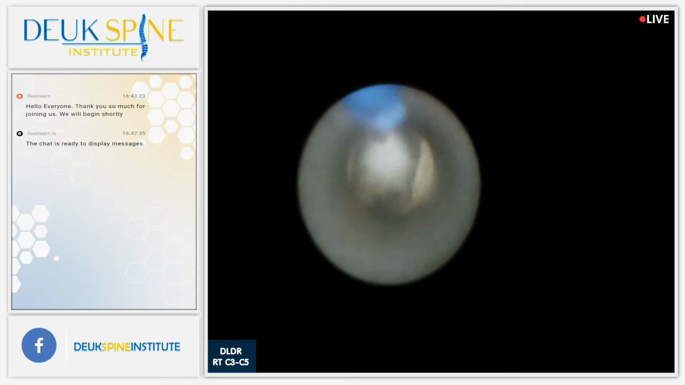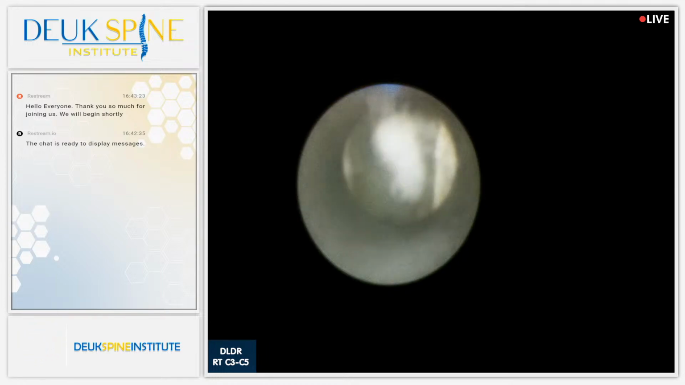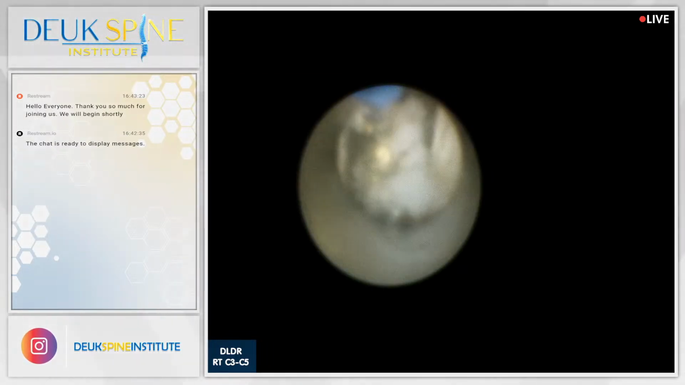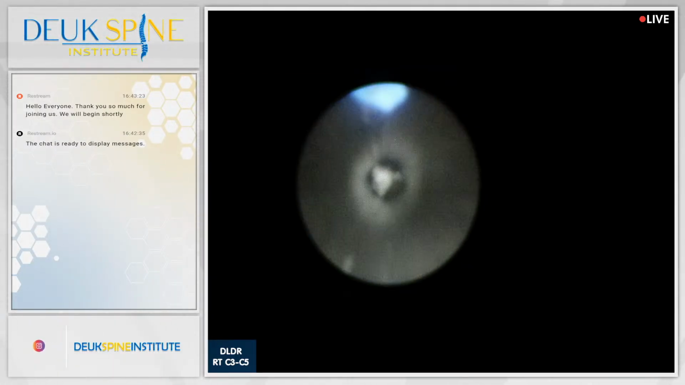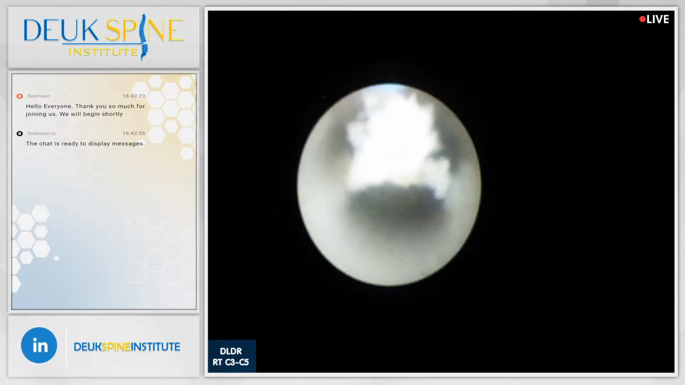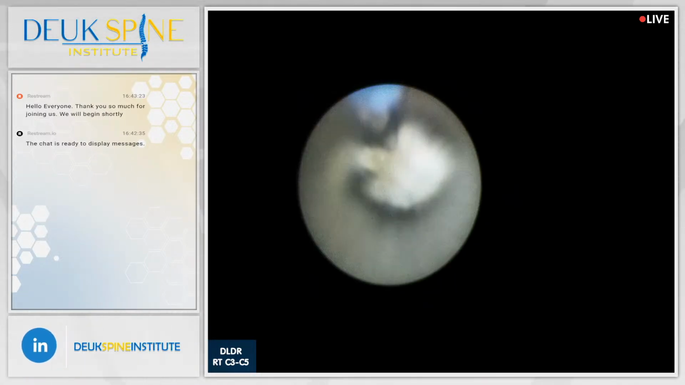This piece is a bit more dense. It's got more calcium on it. Doesn't want to float out. Here we go. How's our pressure on our irrigation?